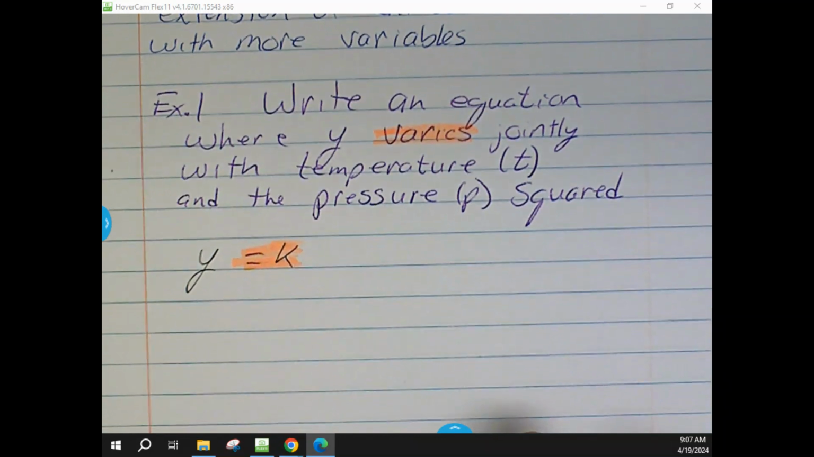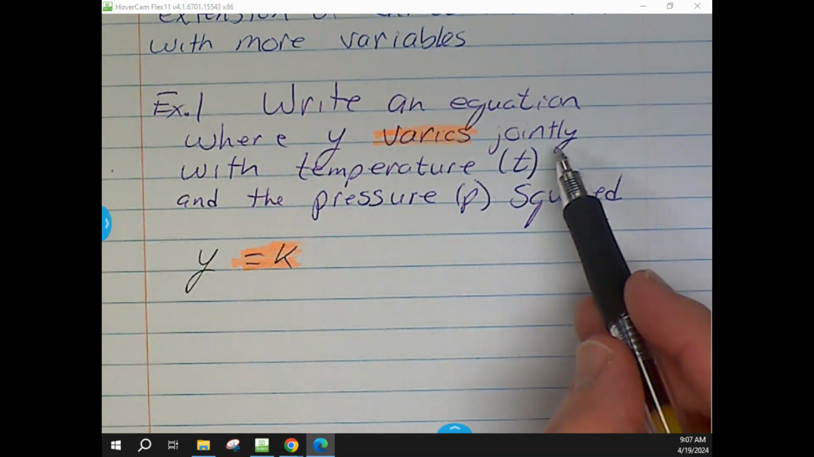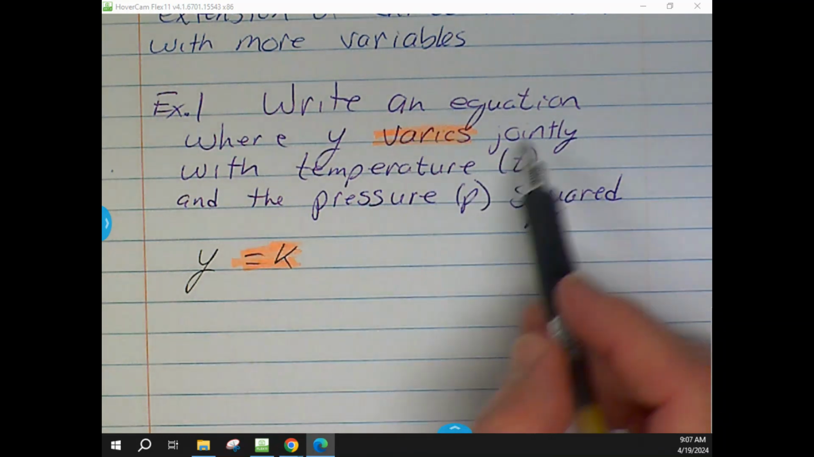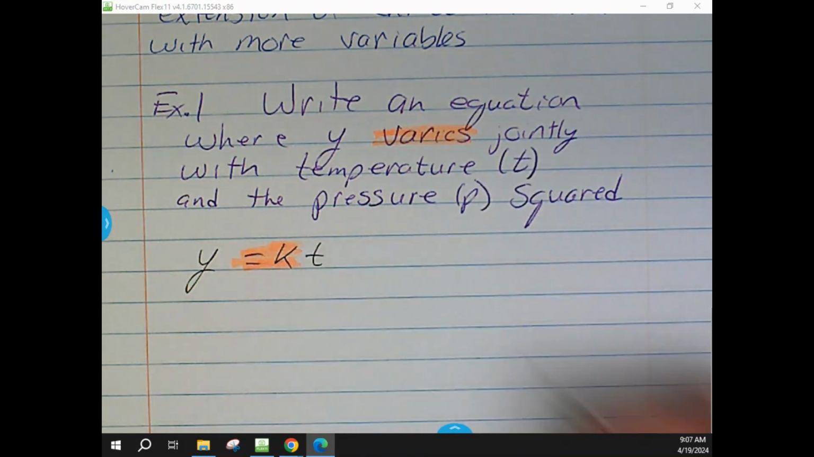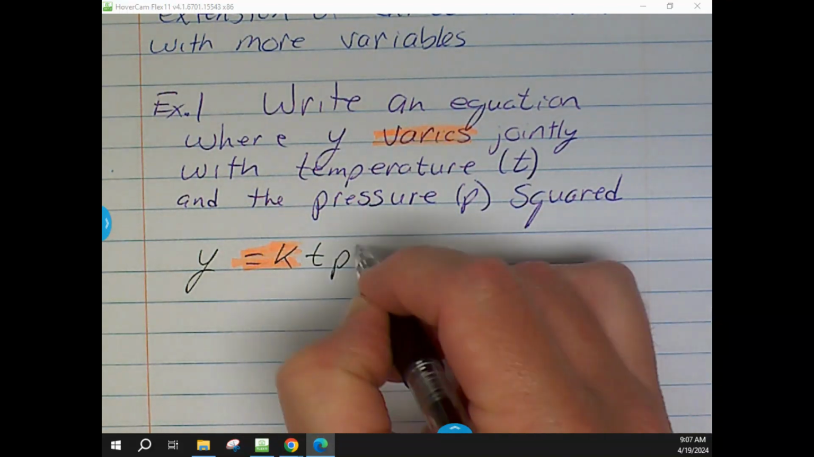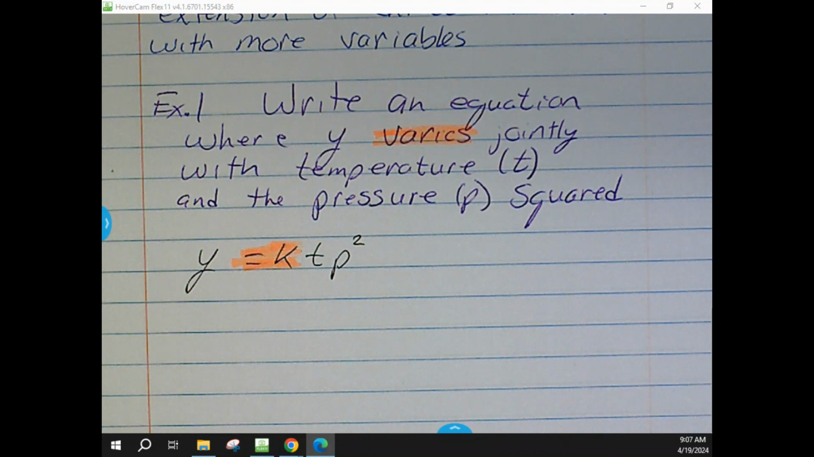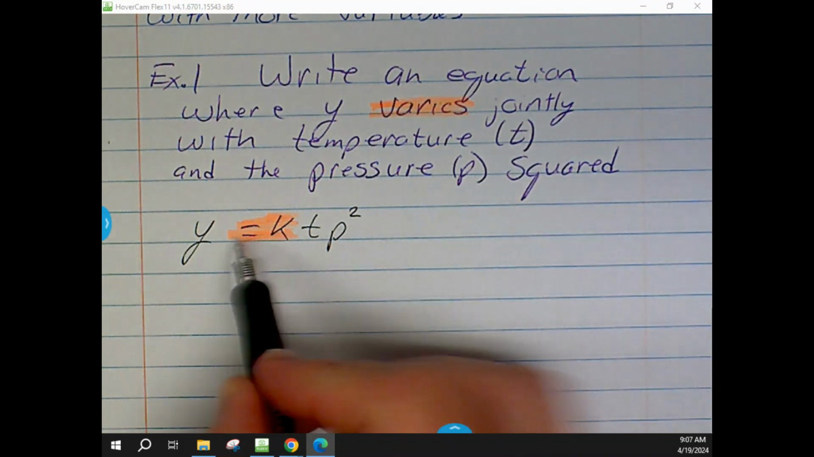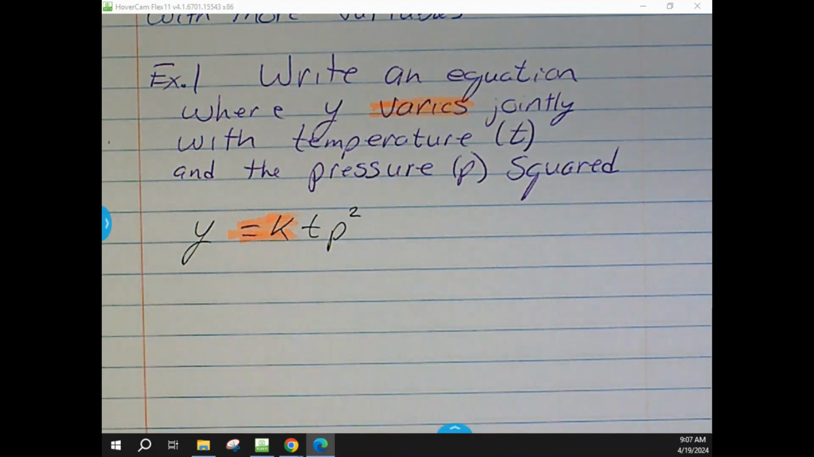Then everything after that is just whatever variables you have. Jointly is basically the same thing as a direct variation. So if it's direct, it goes directly beside it. This one varies jointly with the temperature T and then the pressure P squared. So if it's direct or joint, it goes right beside the K value. If it's inverse, we would have to put it underneath the K value.